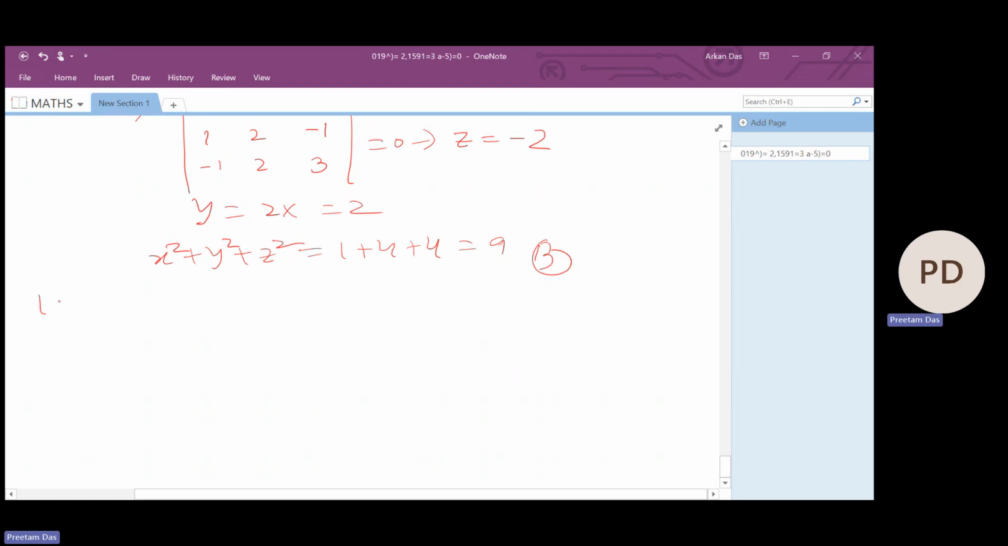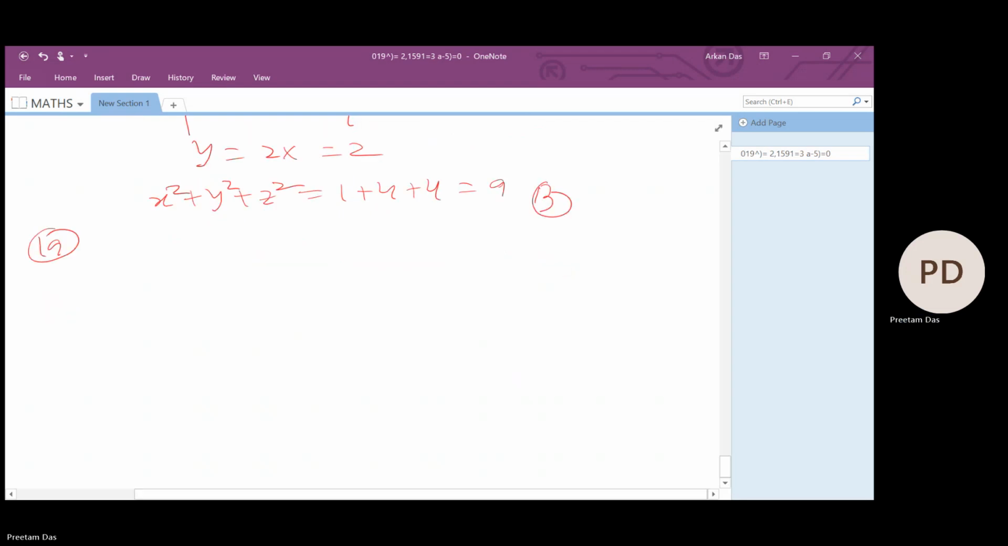Okay, let us solve this 19th one. So a non-zero vector A is such that its projections along the vectors this and this are equal. First of all, I'll consider this vector A as xi, yj, zk. So projection formula, what is the projection formula of A on a vector B? It will be A dot B cap. But you can see the vectors given in the question are themselves unit vectors. So you don't need to find unit vectors. You just have to do the dot product.